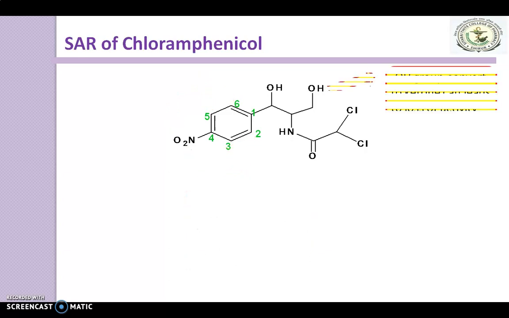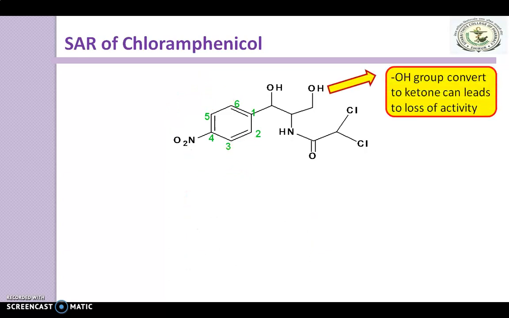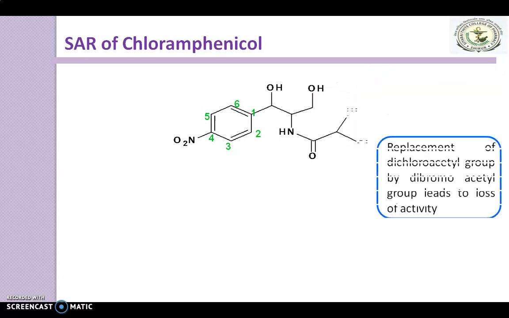Next point is that converting the hydroxy group to a ketone can lead to loss of activity. Here, if you change both the hydroxy groups to ketone, it is not beneficial, and there is loss of activity. Next point is that replacement of the dichloroacetyl group by a dibromoacetyl group leads to loss of activity. So this change is also not beneficial.